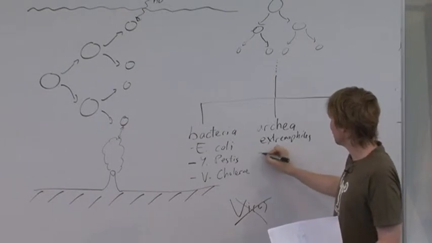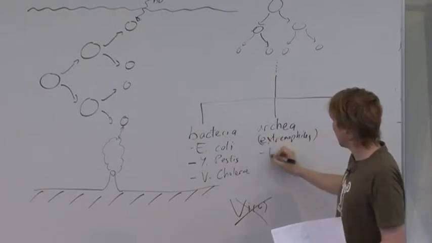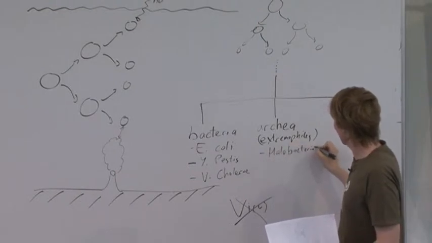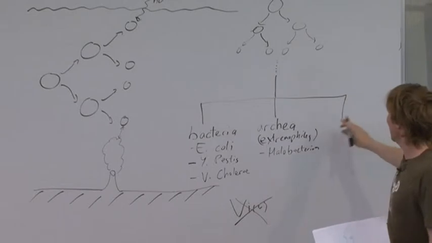One example of this is Halobacterium, which you can find in the Dead Sea, for instance.